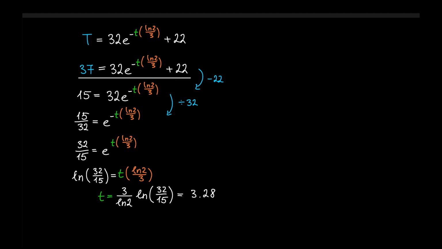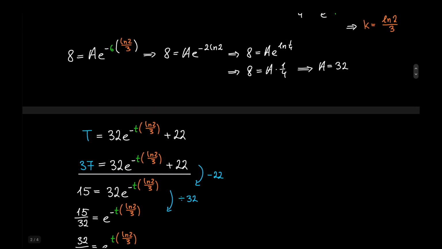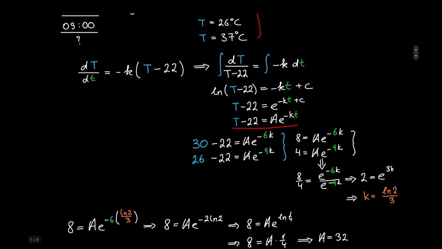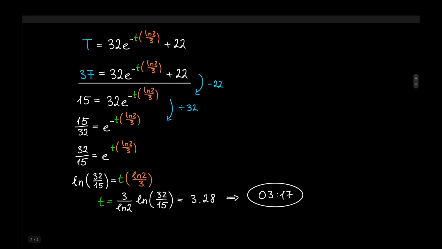and find that it is 3.28. So if t is equal to 3.28, that means the person died approximately 3.28 hours after midnight. And I can tell you that 3.28 hours after midnight is approximately at 3 a.m. and 17 minutes. And just like that, using differential equations, we were able to find the time of death with a few extra pieces of information.